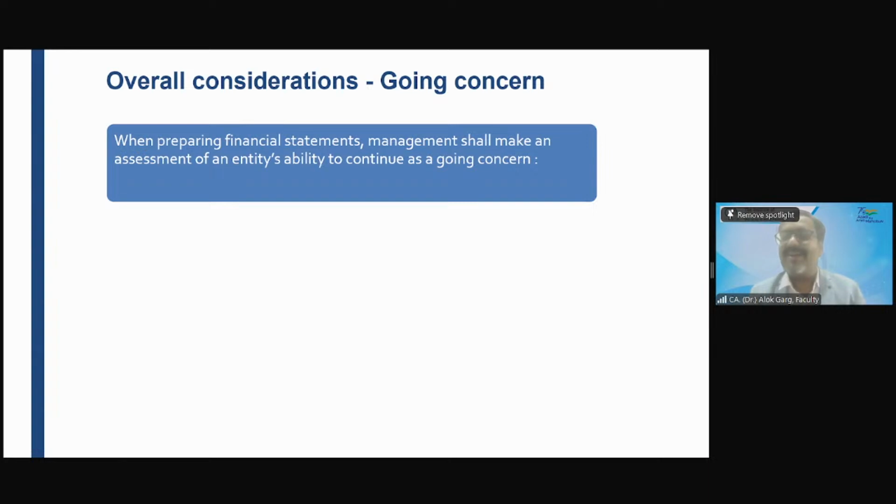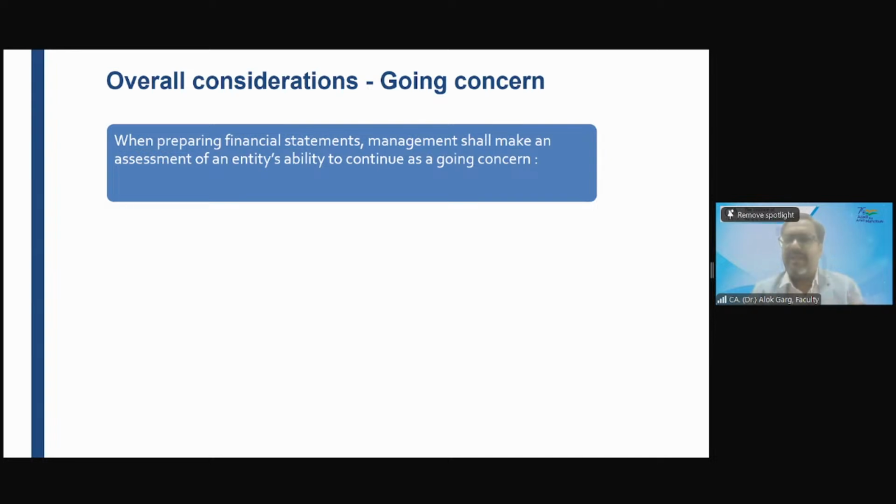Going concern, concern means entity, right? So what is the fundamental principle of accounting standard? What is the fundamental principle of financial statement? The fundamental principle which we have read in CA Inter also, the fundamental accounting principle is going concern, that the business will run in the foreseeable future. What happens if the going concern is impacted?